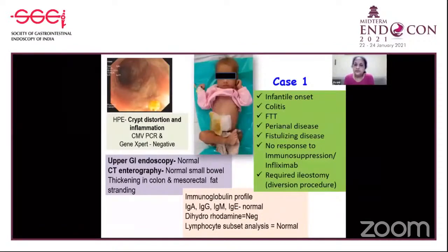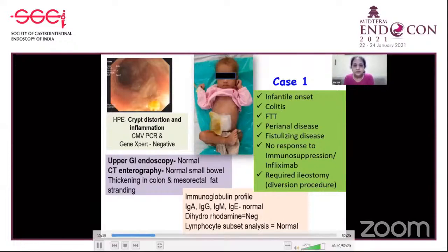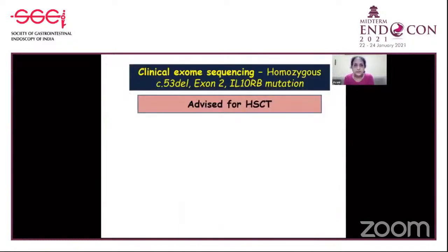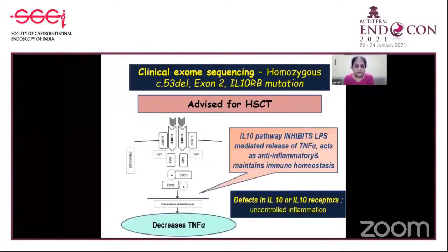So what we had was a child who had infantile onset of colitis with failure to thrive, perianal disease, fistulizing disease, rectovaginal fistula, and no response to immunosuppression, including infliximab. And in this child, we had to resort to a terminal ileostomy as a diversion procedure because this child was not responding to any treatment and was going downhill. So we got the genetic sequencing done and it showed that this child had a homozygous mutation in the IL-10 receptor and was advised hematopoietic stem cell transplantation.